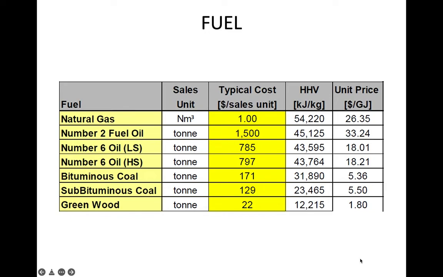And then the last one, we also use biomass. Biomass is a type of fuel extracted from plants, for example, greenwood here. Greenwood has a heating value of around 12,250 kilojoule per kilogram.